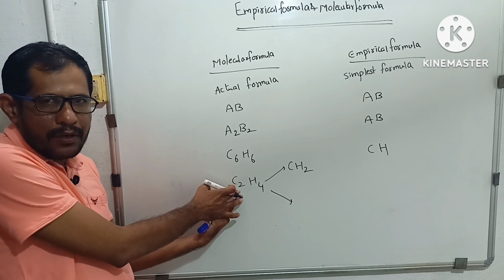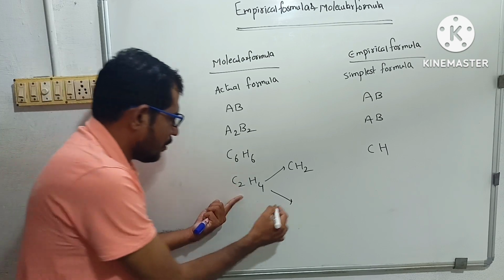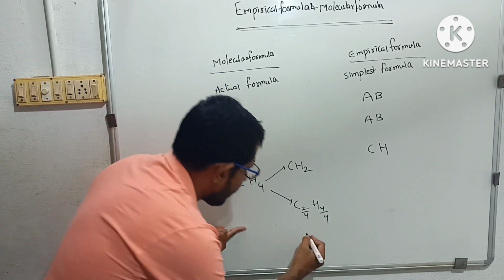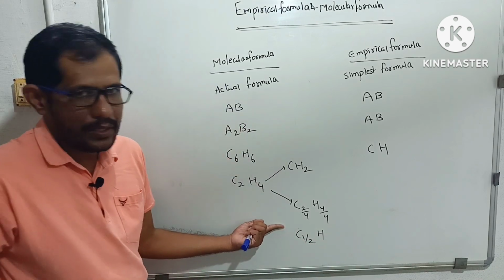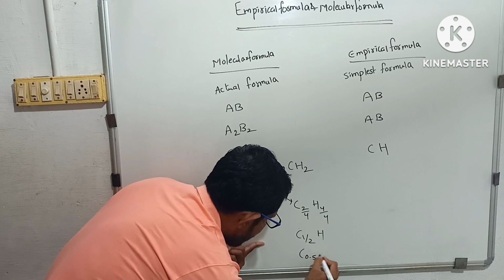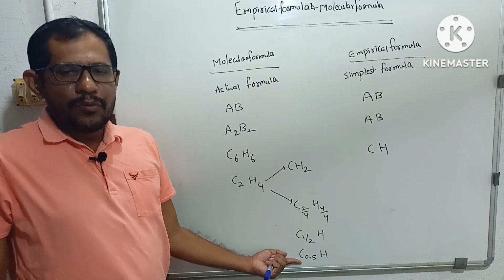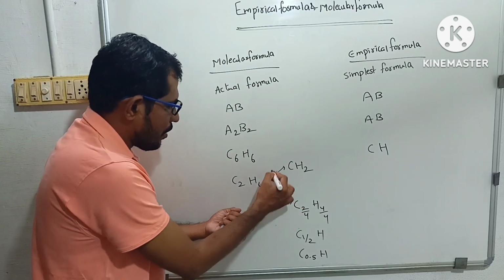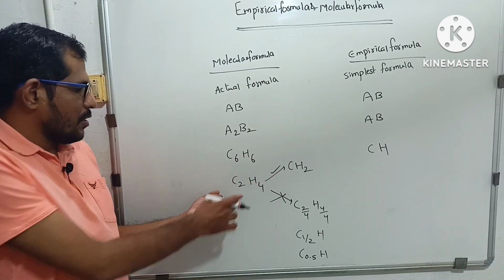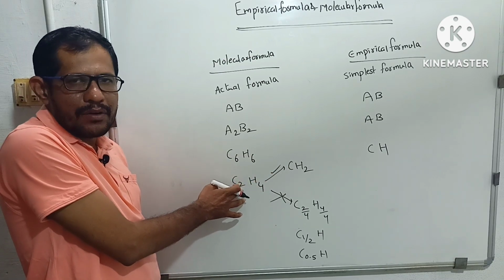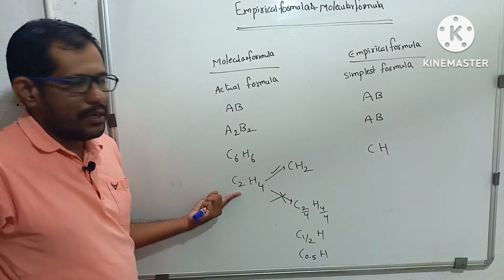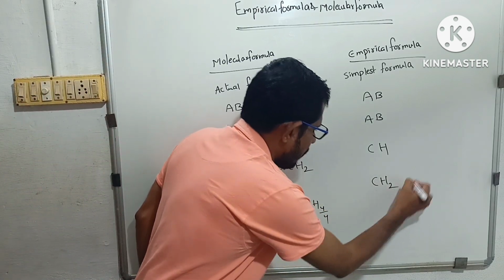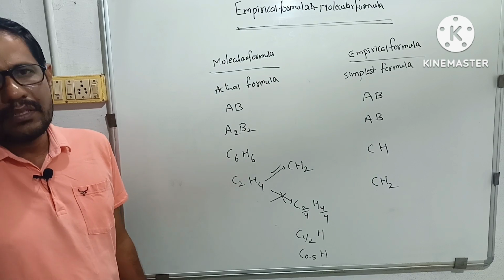If I divide with 4, what will I get? C 2 by 4, H 4 by 4. Finally I will get C 1 by 2, H, so C 0.5 H. While dividing we should not get any fractions, so this is not applicable, the earlier one is applicable. Always try to divide with the smallest number to get the empirical formula. So CH2 is the empirical formula for the C2H4 molecule.